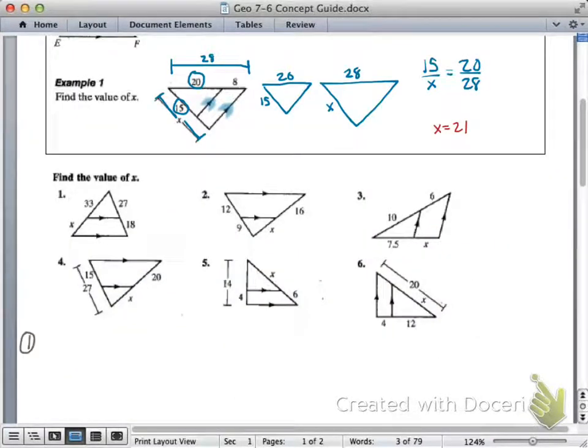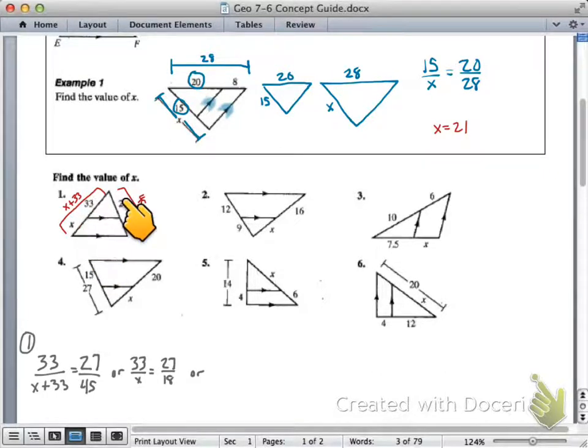So as we look at number 1 down here, look at all these ways we could set this up. We could say that we have this x and this 33, of course, make x plus 33, that entire side. 27 and 18 make 45. So we can use 33 over x plus 33 equals what? See if you can fill in that proportion. Equals 27 over 45. Or we could have set it up with 33 over x, this part over x, equals 27 over 18. Or we could have used the smaller part down here over the whole equals the smaller part over the whole.